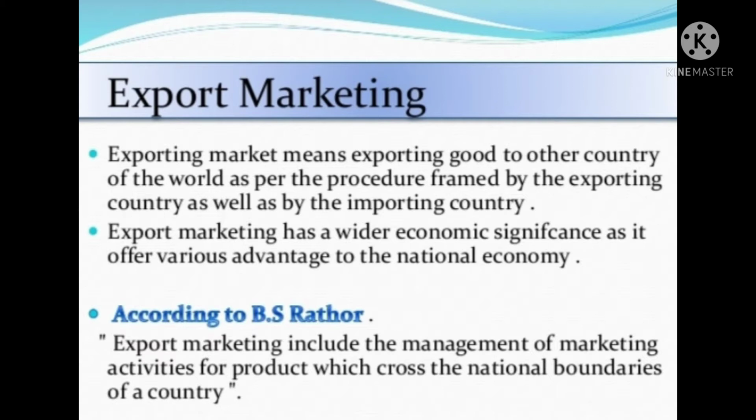According to B.S. Rathore, export marketing includes the management of marketing activities for products which cross the national boundaries of a country. So, you all know that our products are crossing the national boundaries of our country. So, it has to include the marketing activities to promote the product.